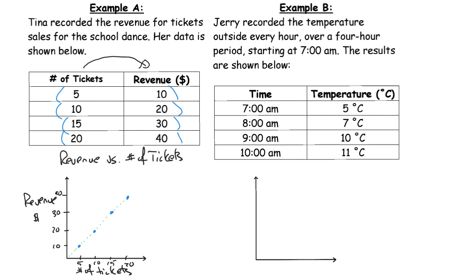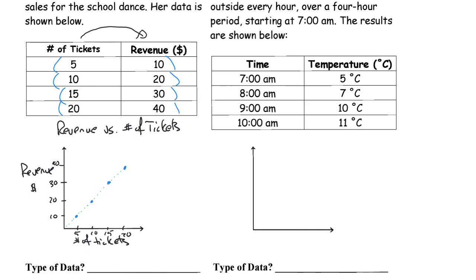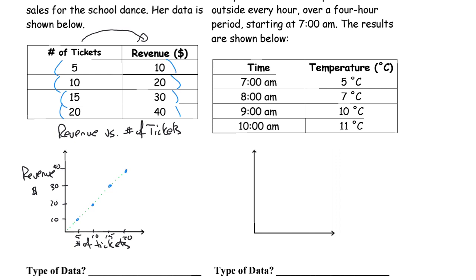Now let's compare that to this next one. The next one says that Jerry recorded the temperature outside every hour over a 4-hour period starting at 7 a.m., and the results are shown below. Actually, I am going to have to move this up just a little bit to get underneath here. So which one depends on what? Does time depend on temperature, or temperature depend on time? Well, I think it's pretty clear. Time just kind of barrels ahead, it doesn't really matter. So temperature is going to depend on time. So we're going to put time down here, and we'll put temperature over here, in degrees Celsius.